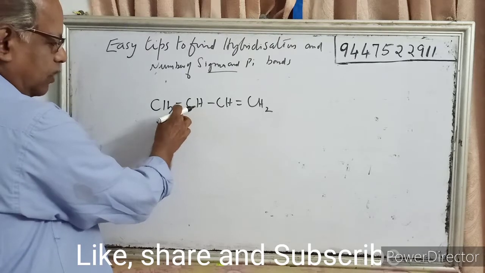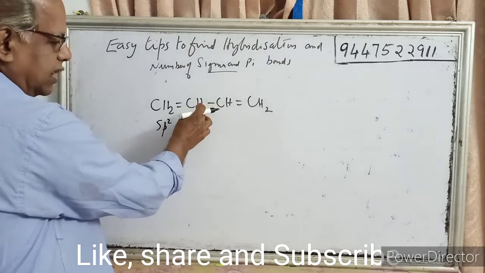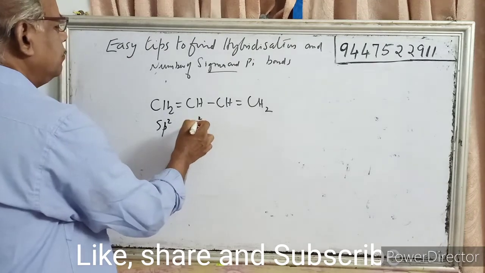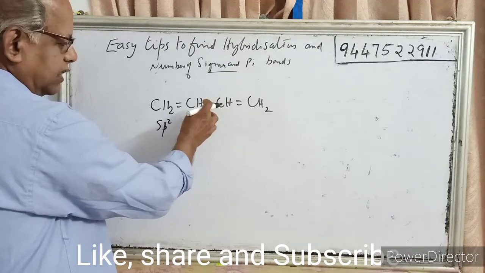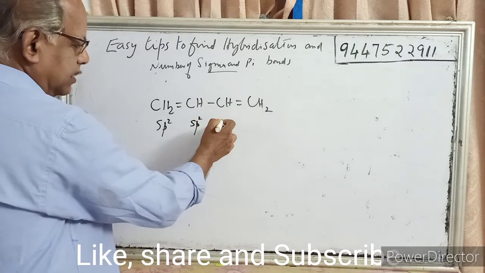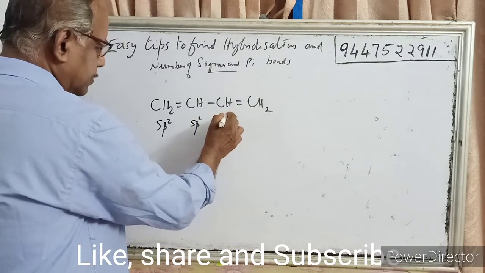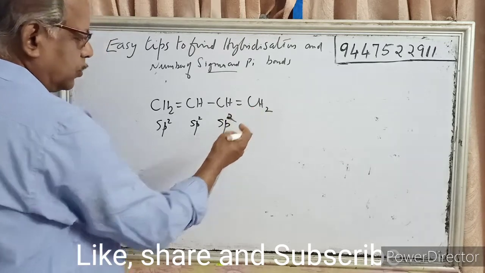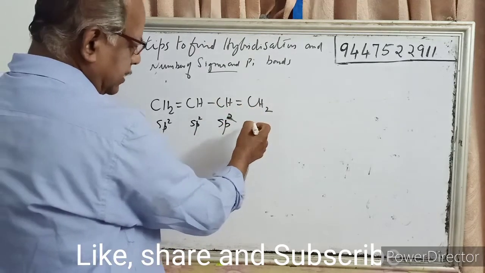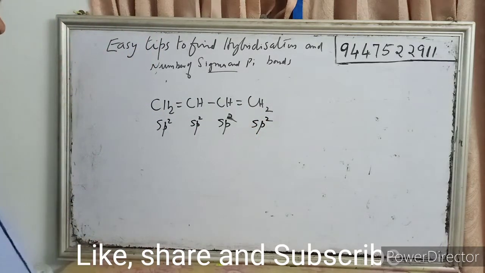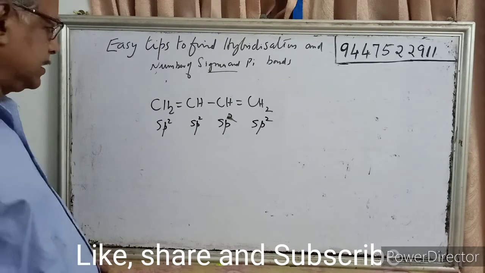This carbon has 1 bond with a carbon, 1 with this carbon, and 1 with the hydrogen. So minimum 3 bonds required, sp2. Here this one has 1 with hydrogen, 1 with this carbon, and 1 with this carbon, so the minimum is 3, sp2. And here 2 hydrogen atoms and 1 with this carbon atom, so the minimum is 3, sp2. So all the carbon atoms are undergoing sp2 hybridization because they require a minimum of 3 orbitals.